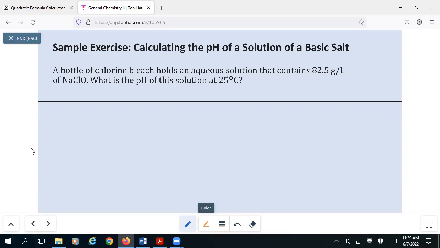First thing that we're going to want to do is look at what we would anticipate the characteristic of this salt to be. I've got sodium, so that means sodium hydroxide, which is a strong base. And I've got hypochlorite ion, which would have come from hypochlorous acid, which is a weak acid. I can see qualitatively that I expect this salt to be basic.